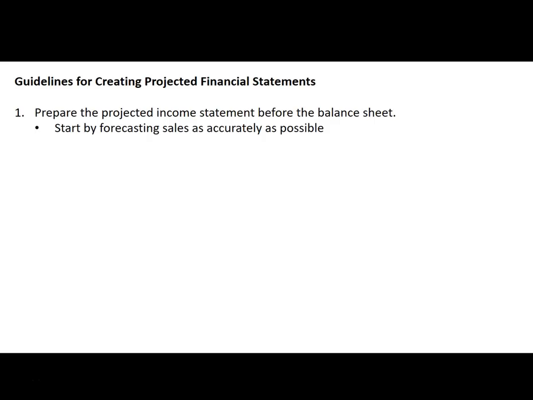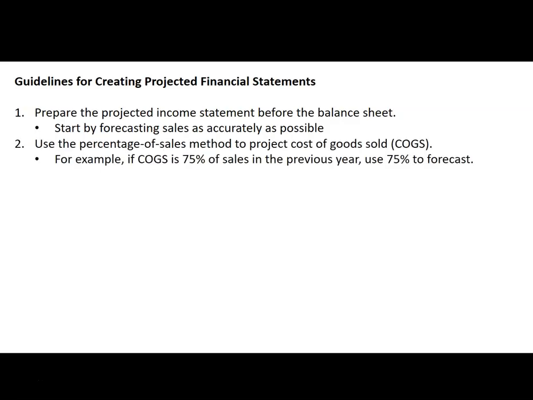So how do we actually make these? First, you always want to start with the income statement. So we'll finish the entire forecasted income statement before we move on to the balance sheet. And within that income statement, we're going to first forecast sales as accurately as we can. How much sales do we think that the firm will have next year based on our implemented recommendations? So we'll usually start by looking at what were sales in the prior year. What's the existing data we already have?